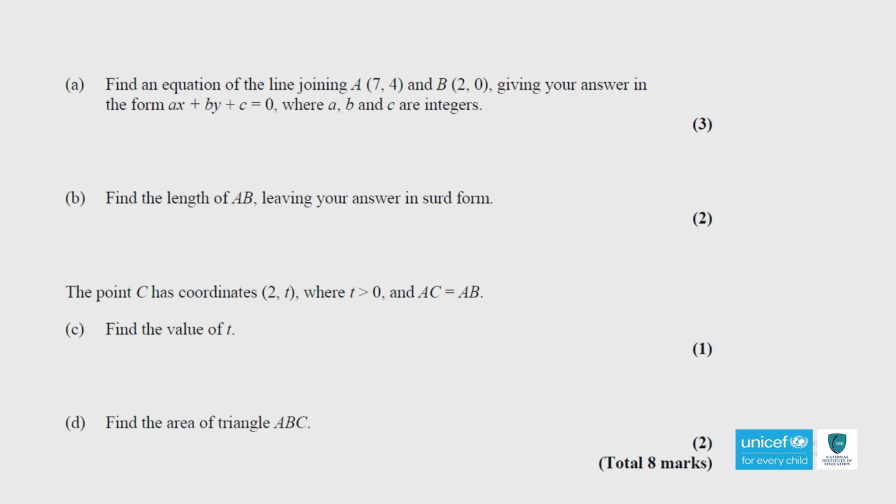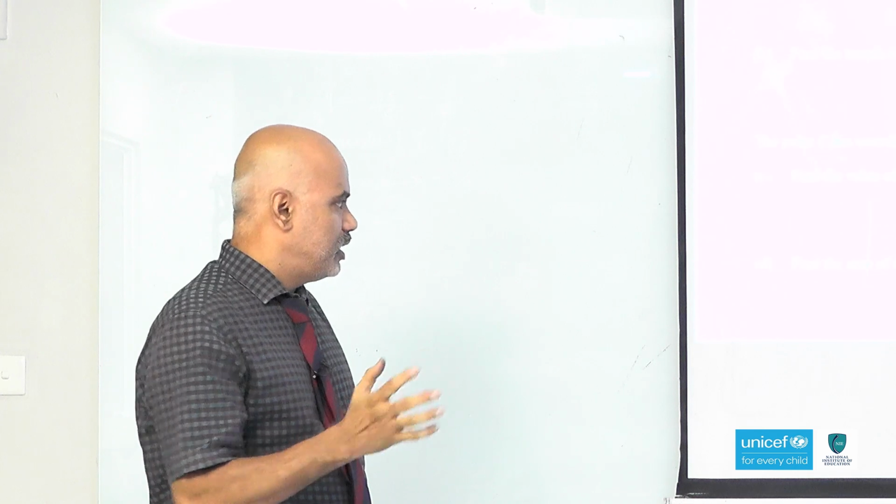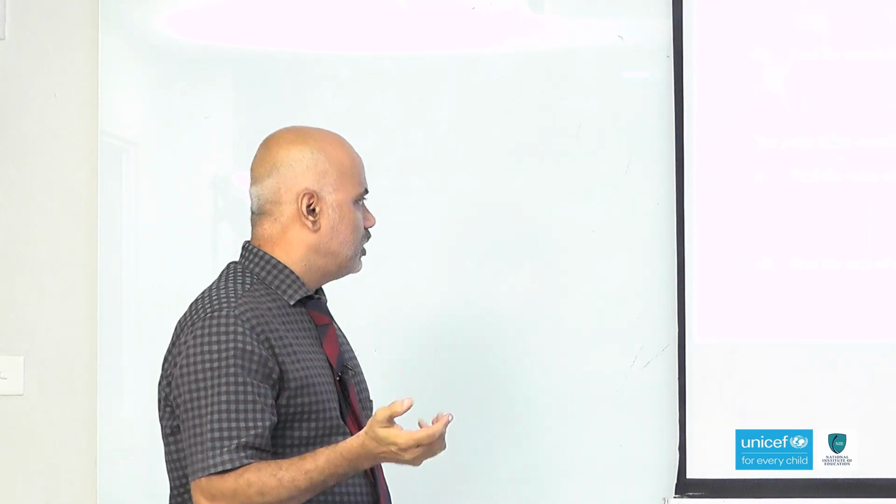C and D are the point C has coordinates 2, t, where t is greater than 0. That's a keyword here. And AC is equal to AB. Find the value of t, that is 1 mark. Find the area of triangle. So doing a question like this, the subdivision, if you have the idea of drawing the line and drawing the area, drawing the triangle, it will be an added advantage for you guys. So start up with the first part.